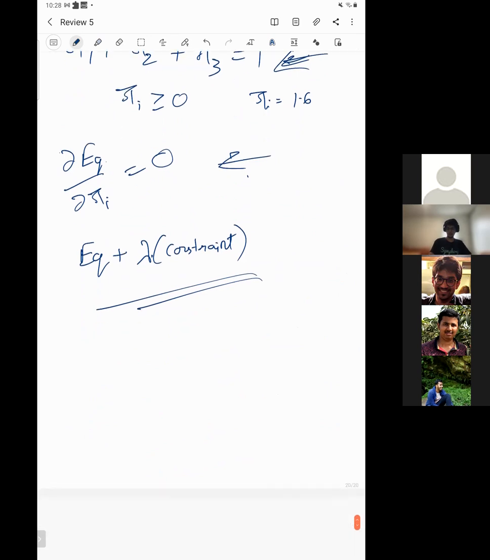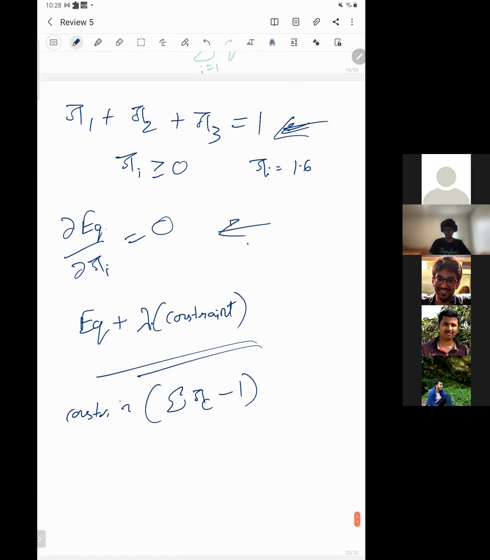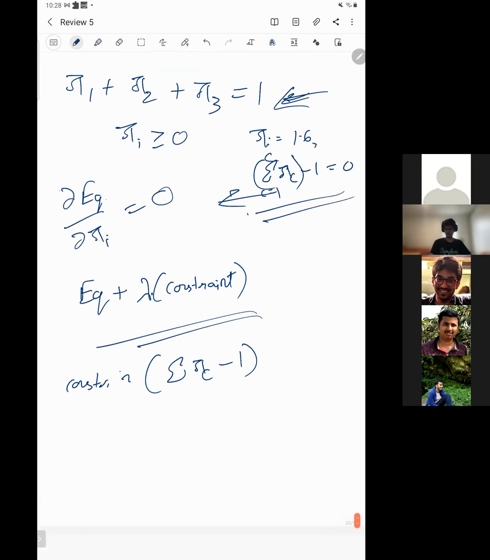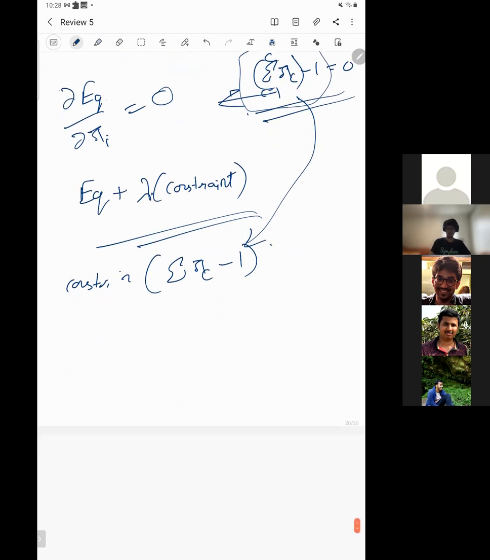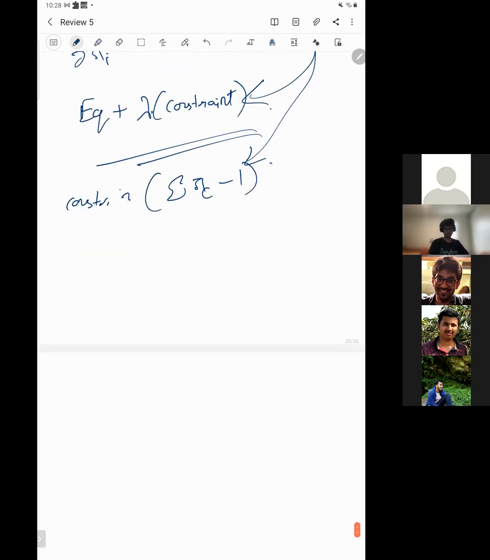And the constraint is simply sigma pi c minus 1. So it's like sigma pi c minus 1 should be 0. And yeah, this is the constraint, and you would just take this, plug it in here, and do a free optimization on that.